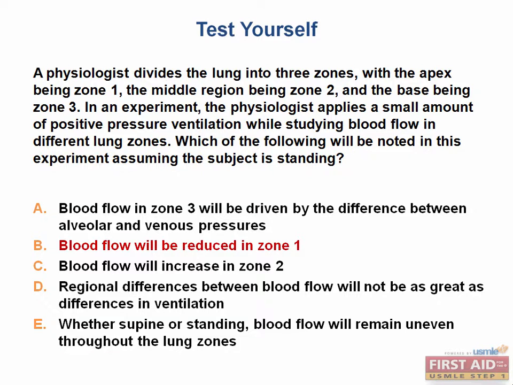The answer is B. Blood flow will be reduced in zone 1. If the subject is standing, a VQ mismatch will always exist. Arterial blood flow will be the greatest near zone 3, and blood flow will be the least near zone 1. Enhancing ventilation via positive pressure ventilation will increase the VQ ratio further. Positive pressure ventilation increases alveolar pressures even further, causing compression of the arterioles. This compression then leads to reduced blood flow, especially in zone 1.